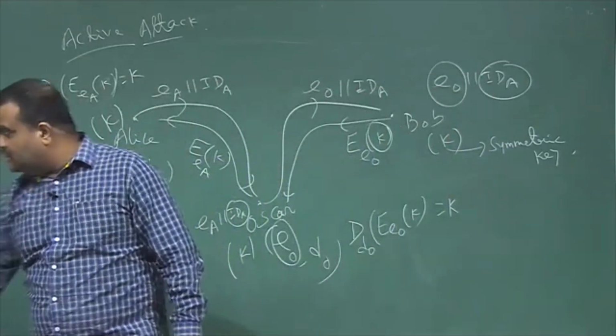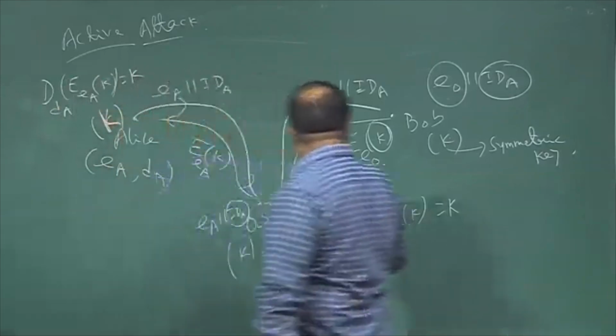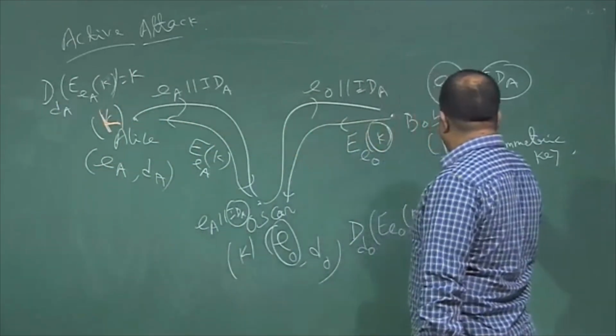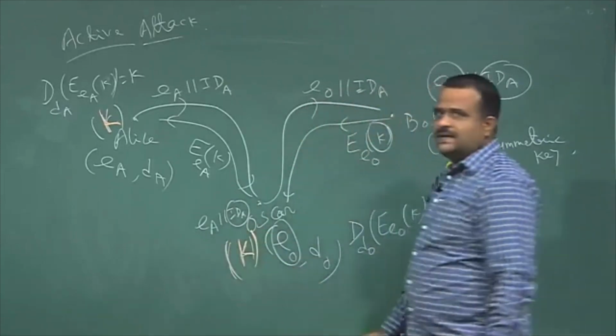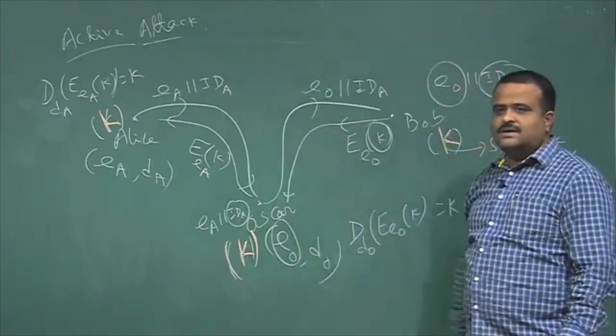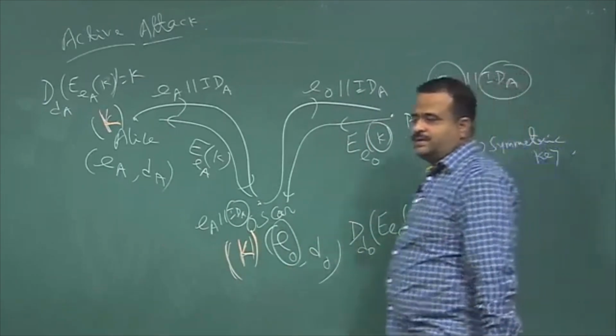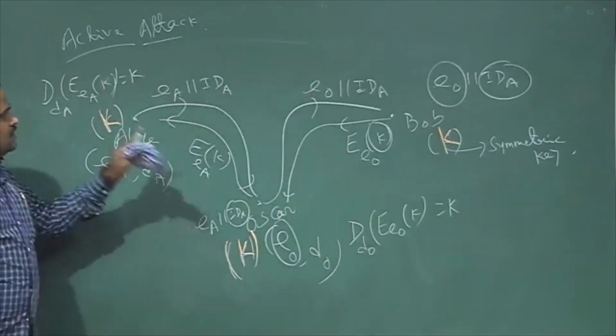So this K is now with Alice and this K is with Bob, but they are not knowing that this K is with the third party Oscar also, because Oscar participated in this channel actively. So Oscar changed this. So this is the attack.